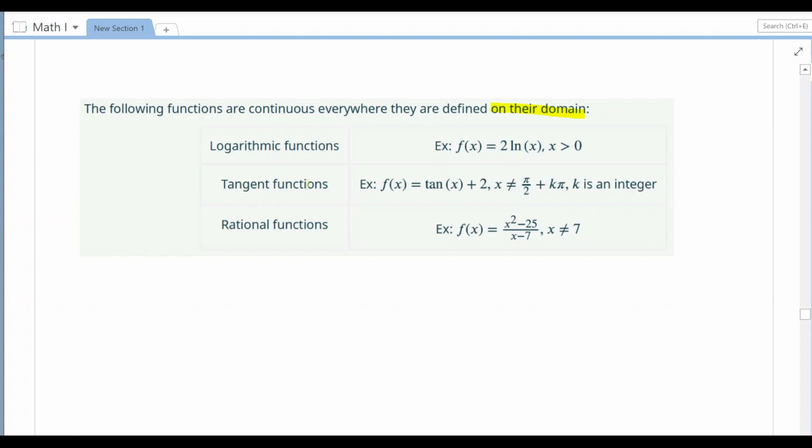Second function, tangent. For example, tan x plus 2, where x is not equal to pi over 2 plus k times pi, and k is an integer, is also continuous on this domain. And rational functions such as x squared minus 25 over x minus 7, as long as x is not equal to 7, the rational function is also continuous on this domain.